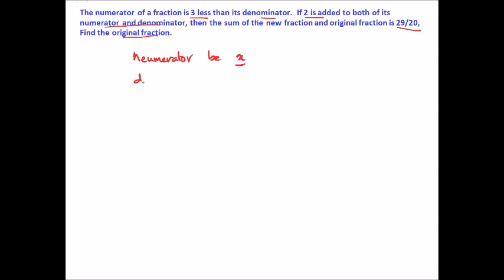Let the numerator be x. Then the denominator will be x plus 3. Hence, the original fraction is equal to x divided by x plus 3.